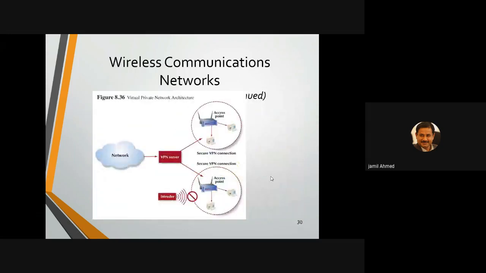So in the virtual private network, we have the VPN. This is the access point. This is the access point. Now, an intruder does not come into that particular area where it can access our privacy or block our privacy. For example, we have the Wi-Fi and we have a secure password so no one can enter. But if it is not secure, then it is not a virtual private network.